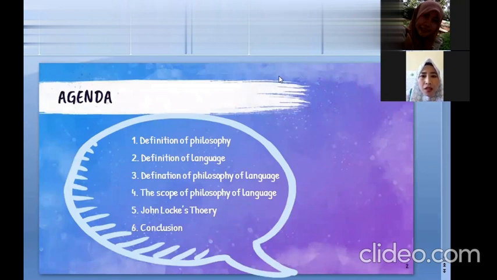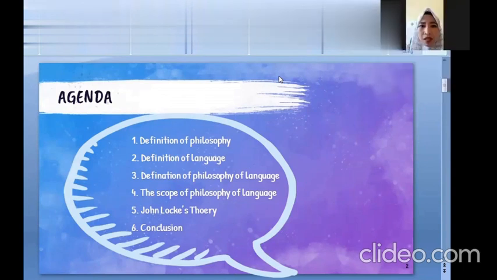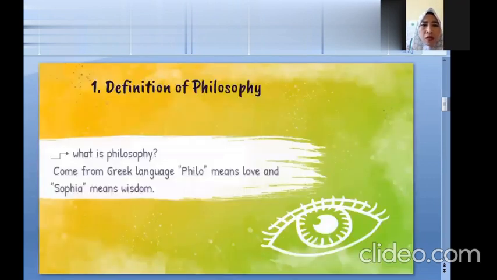Okay, in our topic, we have 6 elements. The first one is definition of philosophy. The second one is definition of language. The third one is definition of philosophy of language. Next, the scope of philosophy of language. Next, John Locke's theory, and the last one is conclusion. Okay, we start. The first one is about definition of philosophy.